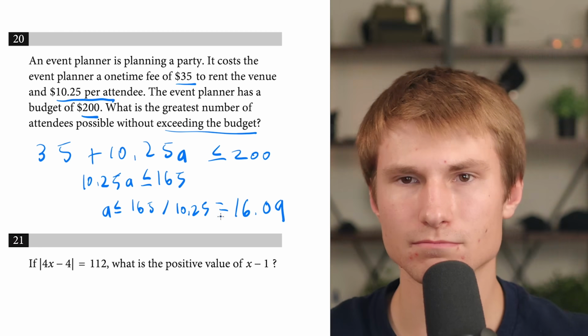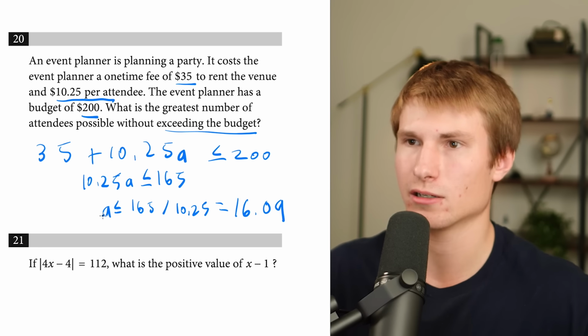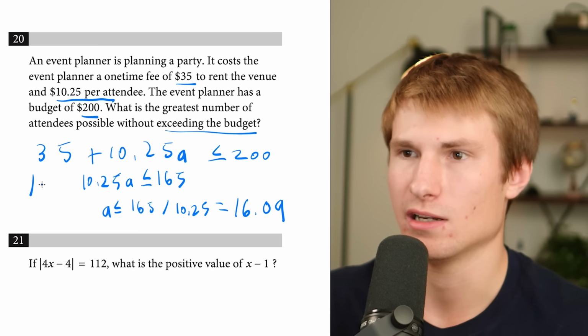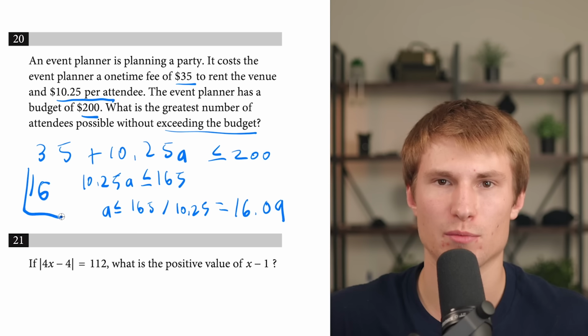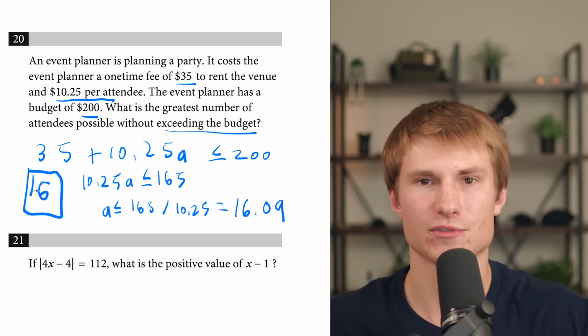16.09. Keep in mind A has to be less than or equal to that. So the greatest number of attendees then would be 16. Obviously, you cannot have a partial person. So our answer there is 16.